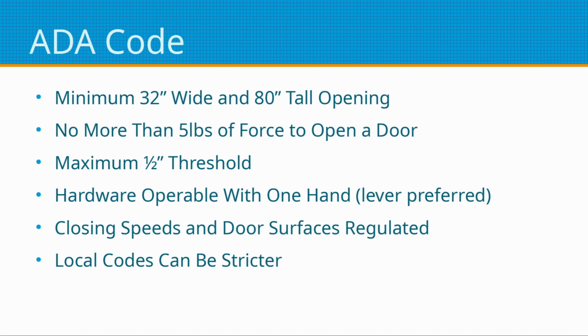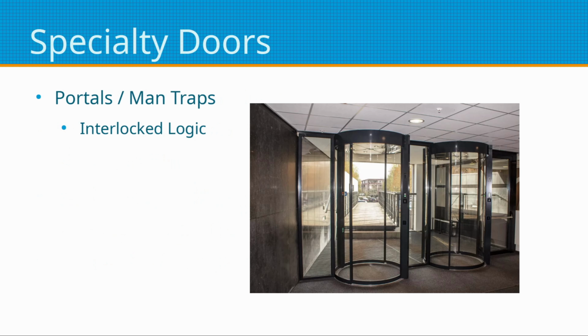You also can't have more than a half-inch threshold raised on the floor. Any hardware has to be operable with one hand, which is why we use levers and push bars. And then the closing speeds and the door surfaces are regulated. That's where I talked earlier about the bottom of the door has to be smooth. And with all that said, a local code can be stricter than the national ADA code, which is why you have to check both your local and your national codes.